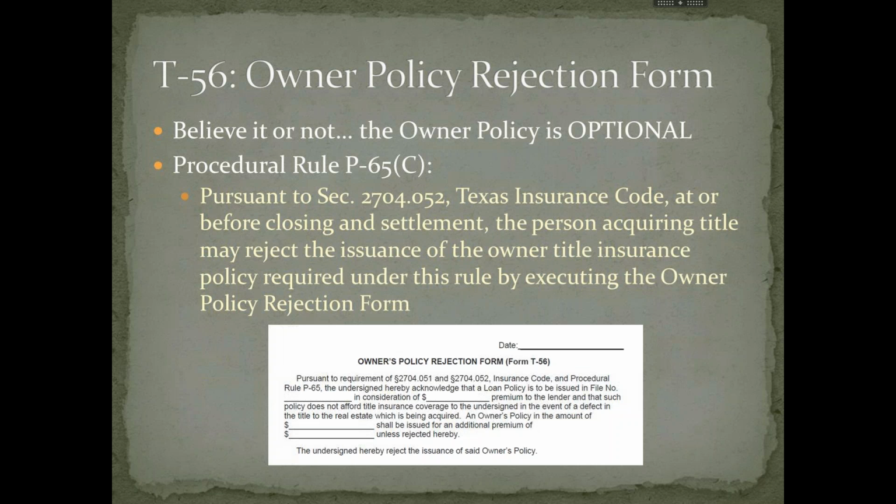Now, if you have a transaction where the buyer does not want an owner's title policy, we're going to need to make sure we have a T56 executed and saved into file scan, right? And that's pursuant to procedural rule P65C, which is saying, again, if somebody's acquiring title to the property and they refuse an owner's policy, we are required per TDI to fill out a T56 form and throw it in the file scan.